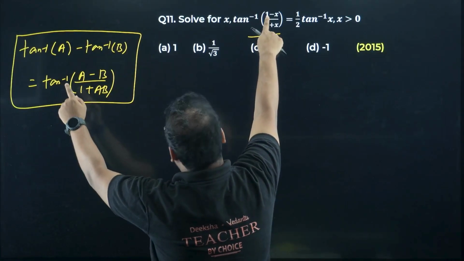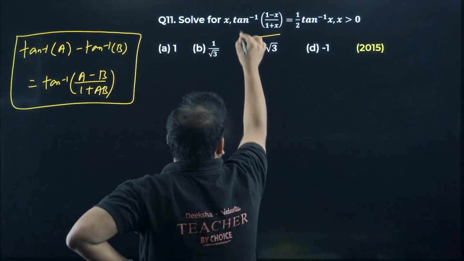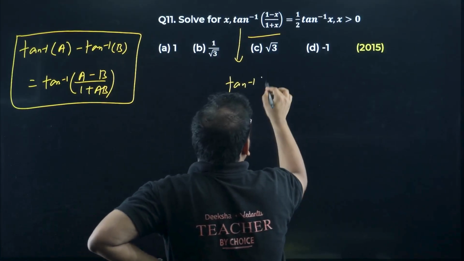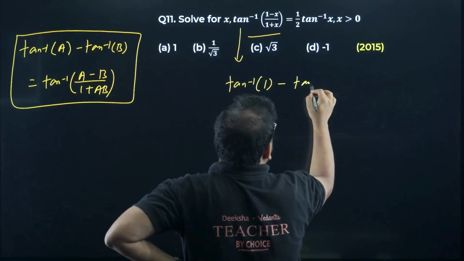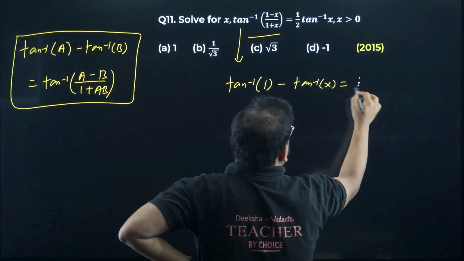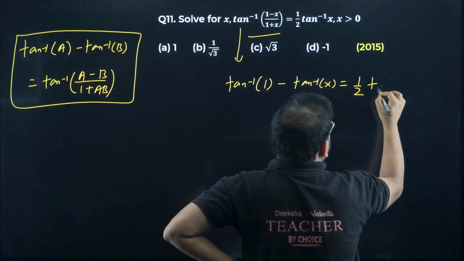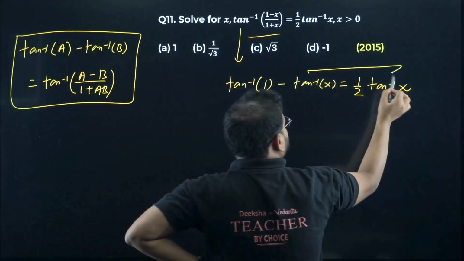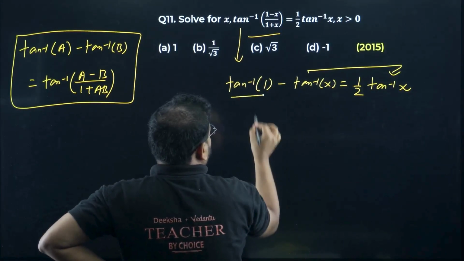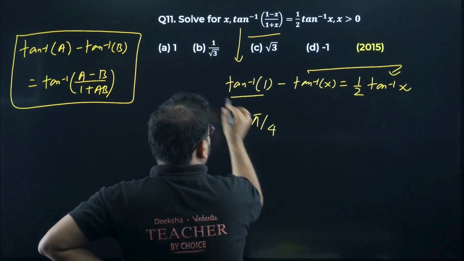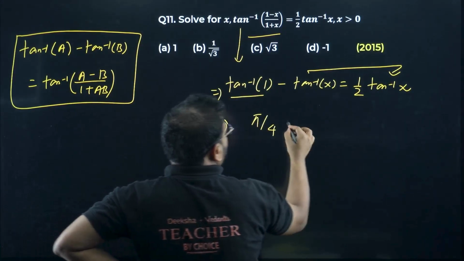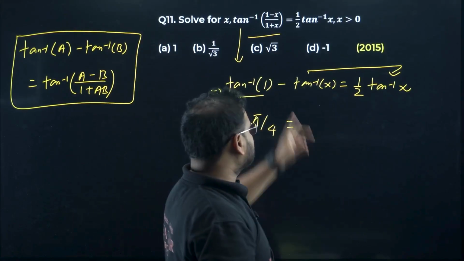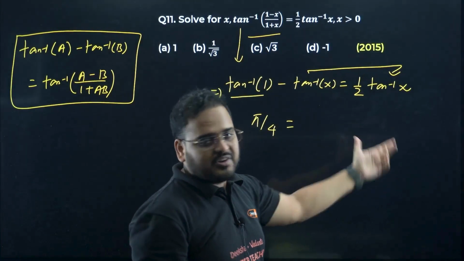A value will become 1 and B will be x. So from here we can conclude: tan inverse of 1 minus tan inverse of x equals 1 by 2 tan inverse of x. Let's move this to this side. Tan inverse of 1 is pi by 4, equals, I have minus tan becomes plus tan, so it's going to be tan plus half tan, simply 3 by 2 tan.